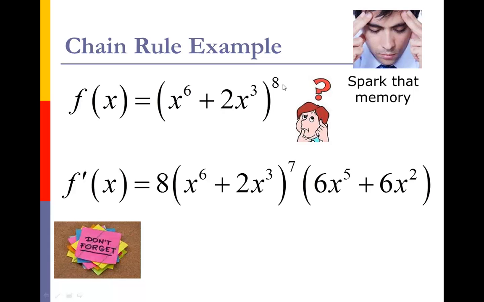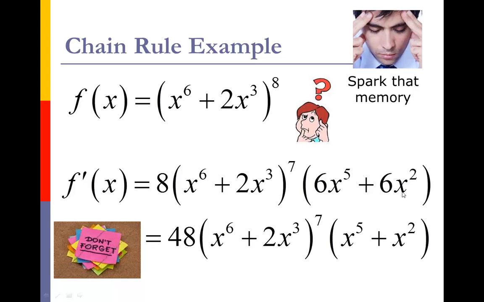So hopefully you remember we do the outside. We deal with the power 8 using the power rule by multiplying by the 8 and then subtracting 1 from the power. But we leave the inside alone, and then multiply by the derivative of the inside. So we take the derivative of x to the 6th, and that's where we're seeing a 6x to the 5th, and then plus 2x to the 3rd. That's why you see this 6x squared, because that's its derivative.